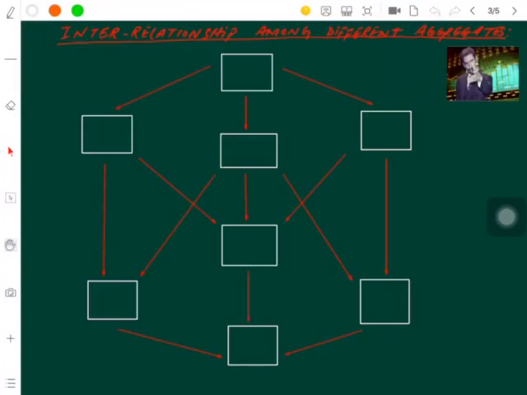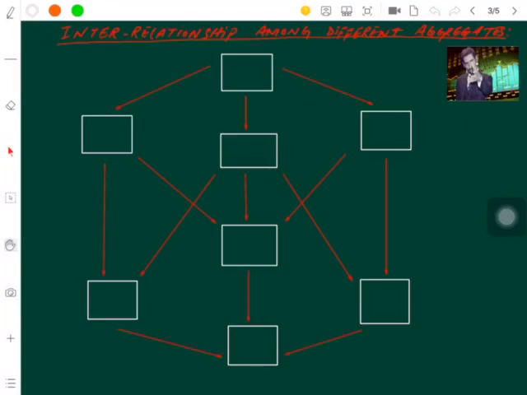People understand it really very properly now, and finally we will be able to leave this thing. Okay, what is the interrelationship among different aggregates? This will help you more. I'll do it in a jiffy, because now we have everything in mind.